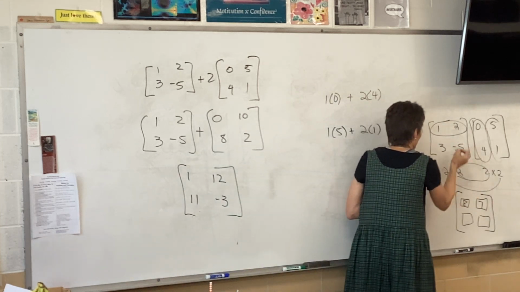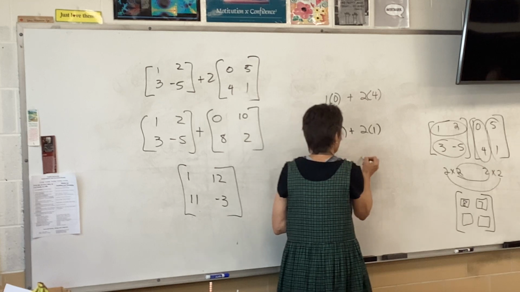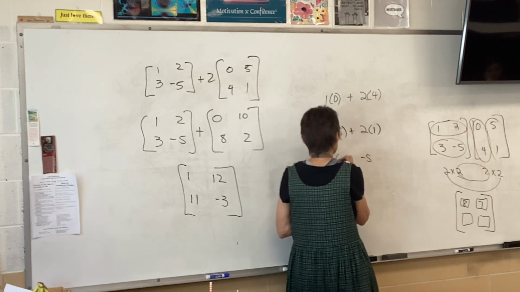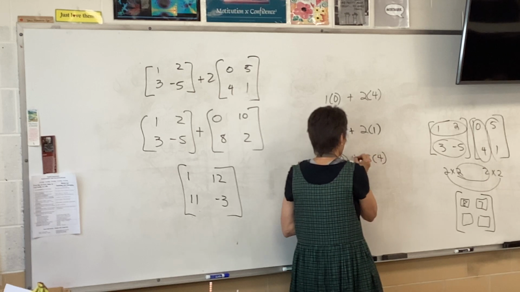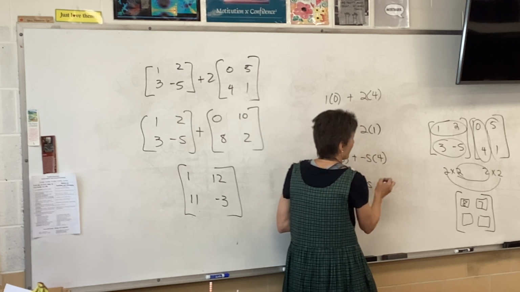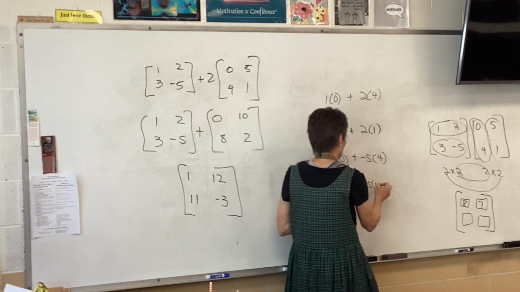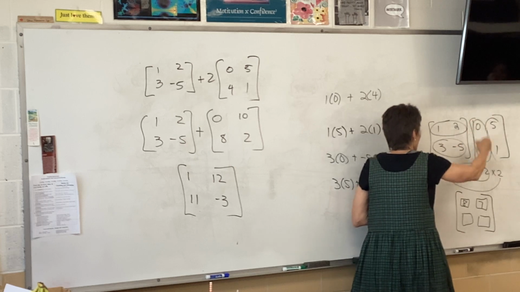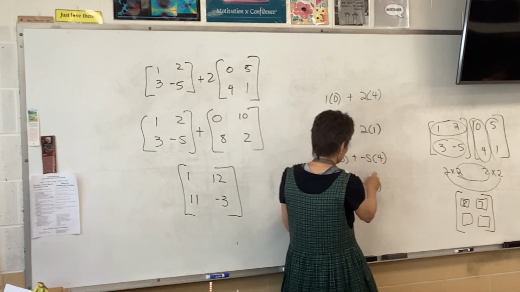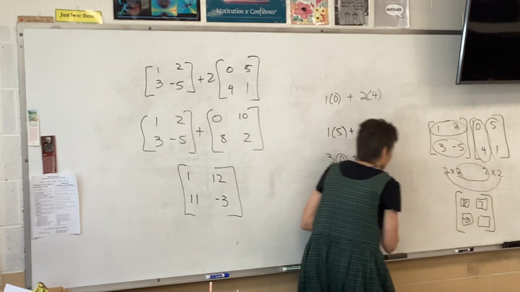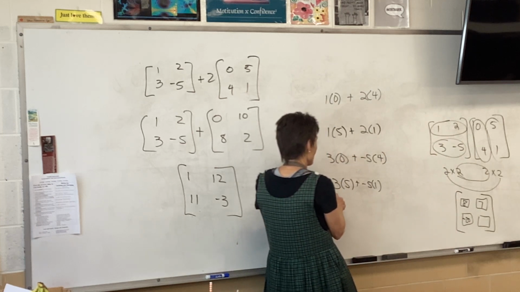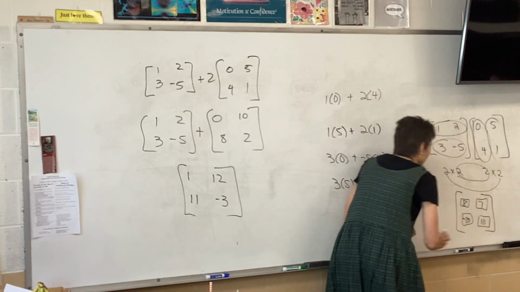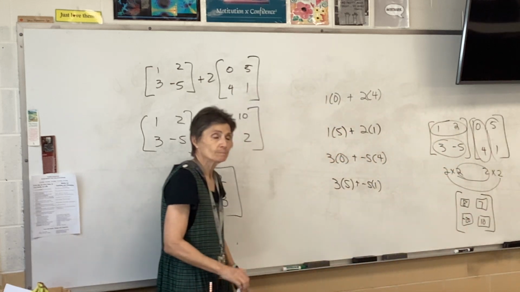Now we go to the second row. So we're going to use the 3 and the negative 5. And we're going to multiply it by the 0, 4. And by the 5, 1. So when we take row 2, column 1, that gives us negative 20. And row 2, column 2 gives us 10. And there you go.